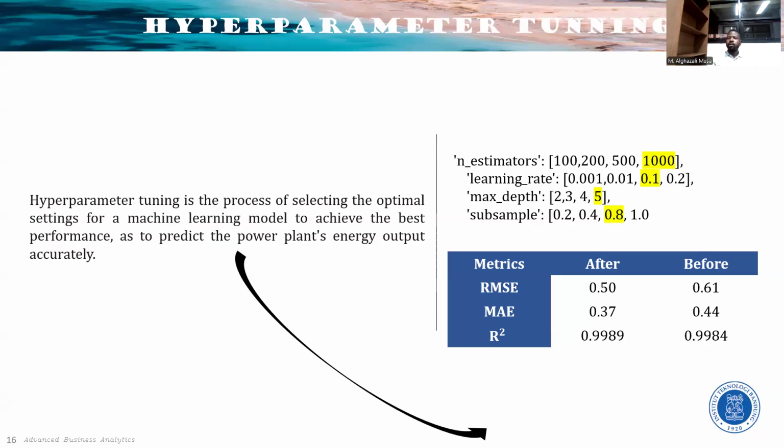So we clearly notice how the model is different after optimizing the hyperparameters. For example, the root mean square error decreased to 0.5 from 0.61. The mean absolute error went from 0.44 to 0.37 megawatt hour, which is considerable. Further enhancement could be made if we look in a wider search area when tuning the hyperparameters.